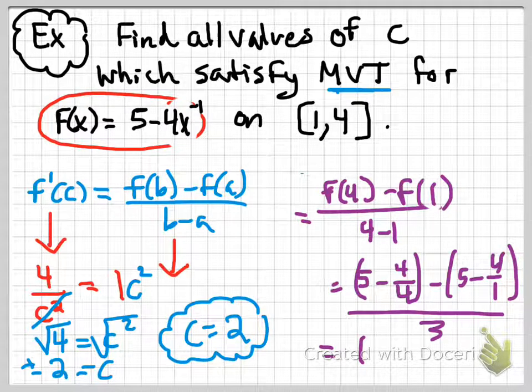And that's it. And what that means is if you go to 2 on the graph, the tangent line is going to be parallel to the secant line from 1 to 4. The average rate of change is going to equal the instantaneous rate of change.